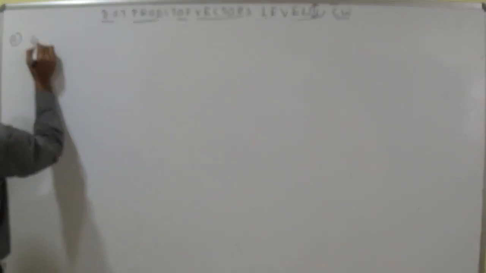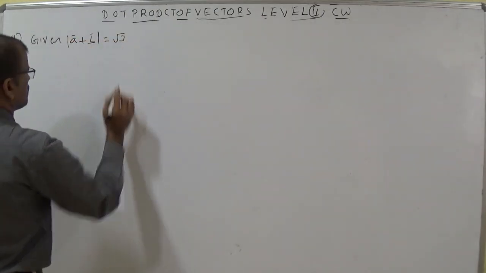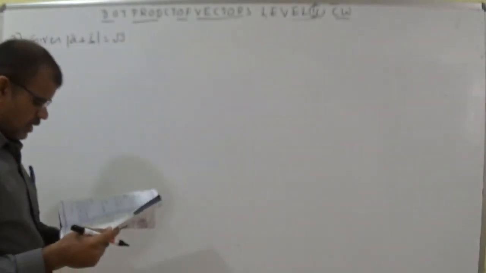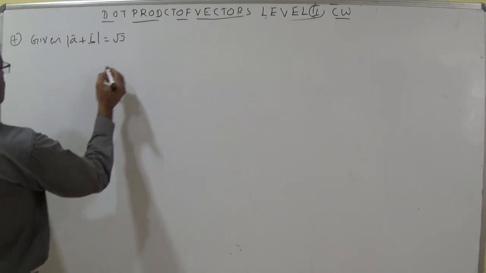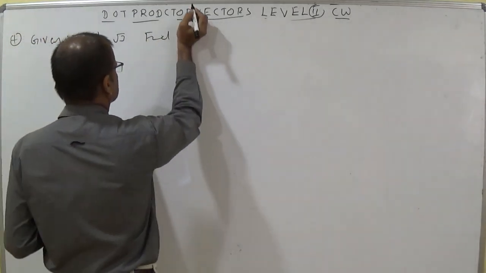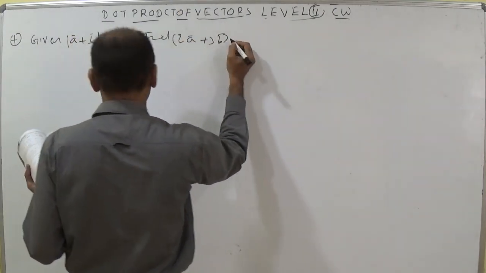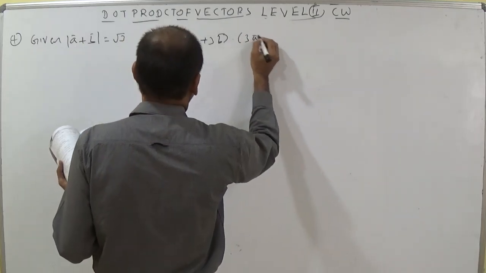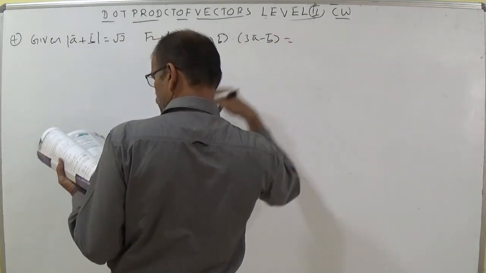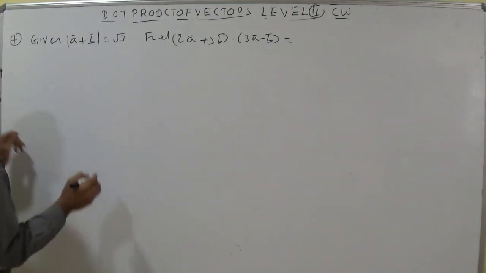The given data I am writing: modulus of A bar plus B bar is equal to root 3. Next he has given, find 2A bar plus 3B bar dot 3A bar minus B bar. What is the value of this one? Let us discuss this.